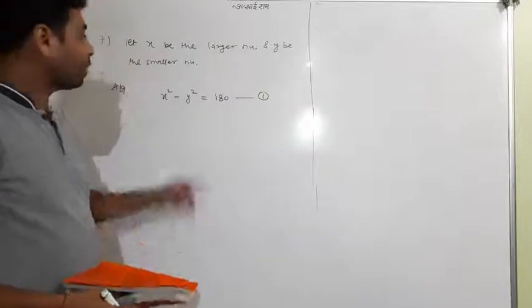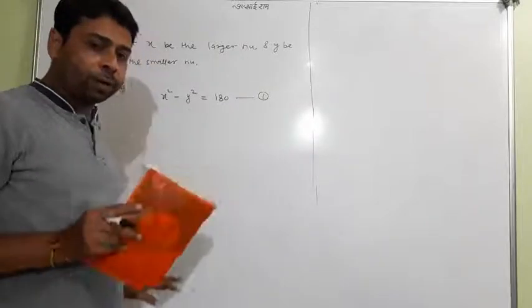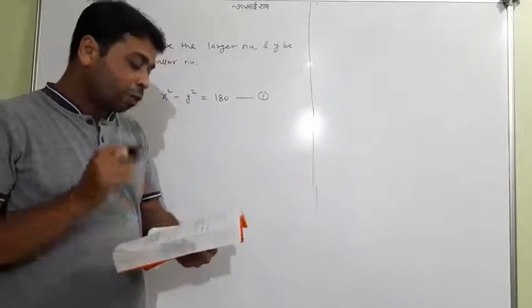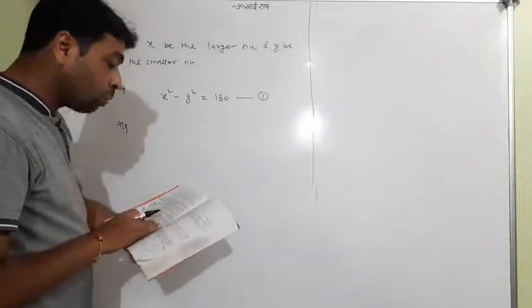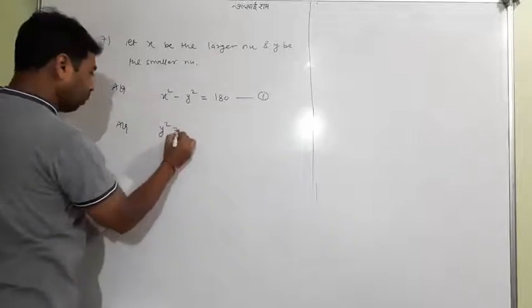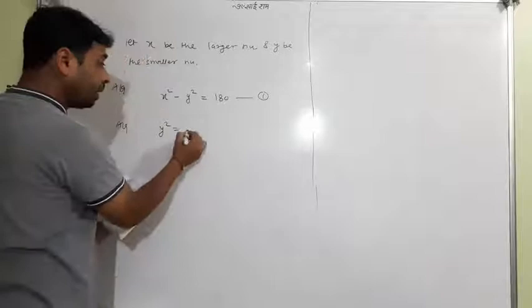You don't have to be afraid of x and y, because it's two variables coming, but the next condition will definitely help you. The question says the square of the smaller number. What is the smaller number? y. So the square of the smaller number is 8 times the larger number.